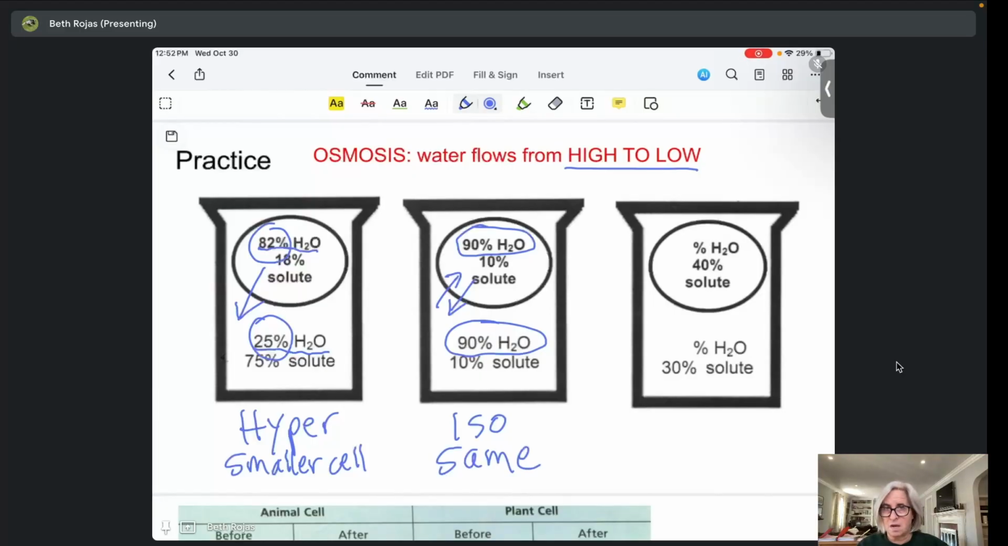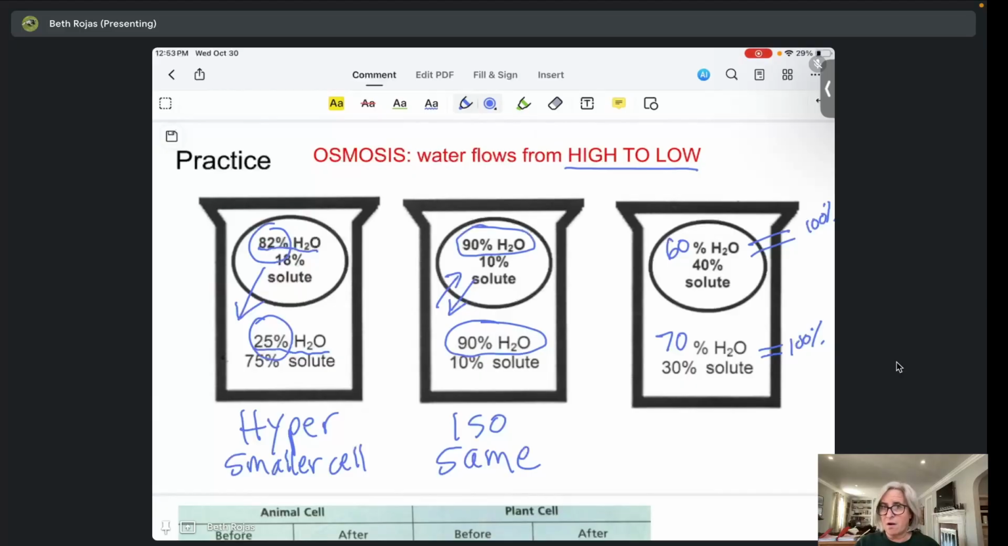Okay, in the last example, some of the questions on the Google form, you have to calculate how much water is inside the cell, and remember, it has to equal 100%. So 100 minus 40 is 60, so there must be 60% water inside the cell. We have to do the same thing outside the cell. These two numbers should equal 100%, and so 100 minus 30 would be 70%.